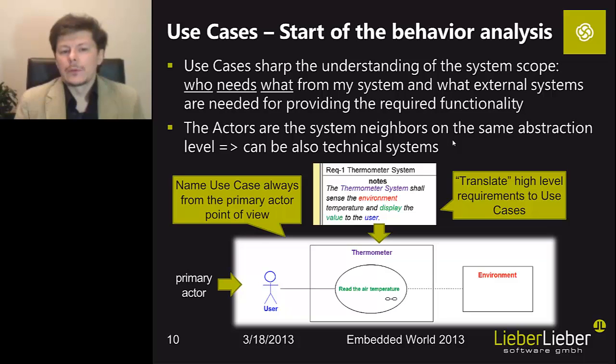So it is important to name the use cases always from the primary actor point of view. What is basically an actor? Actors are the system neighbors on the same abstraction level. It means they can also be technical systems. And if you're on a deeper level of system definition, it could be possible that you have only technical systems and no human actors at all around you.